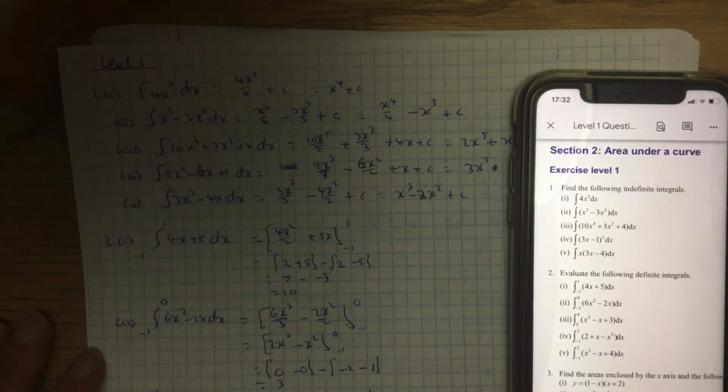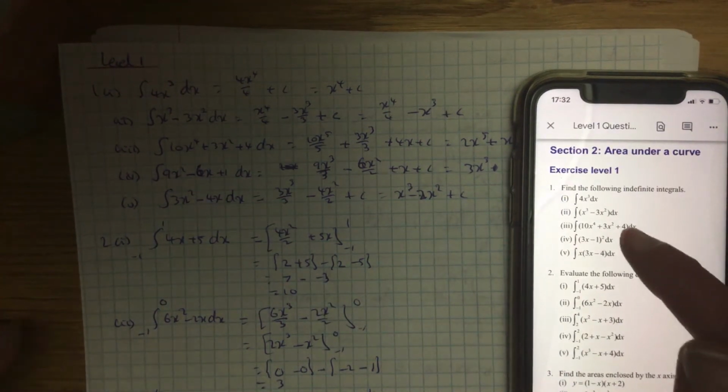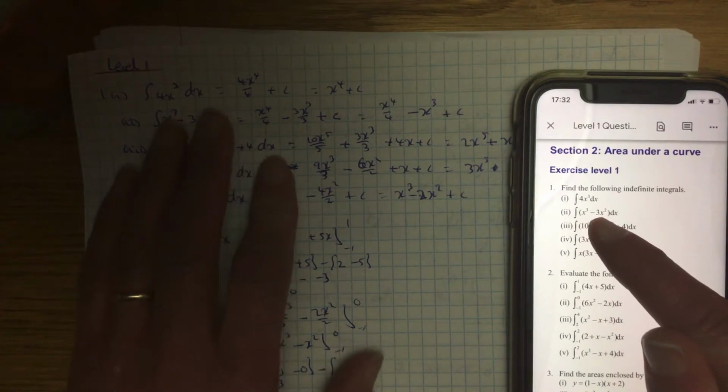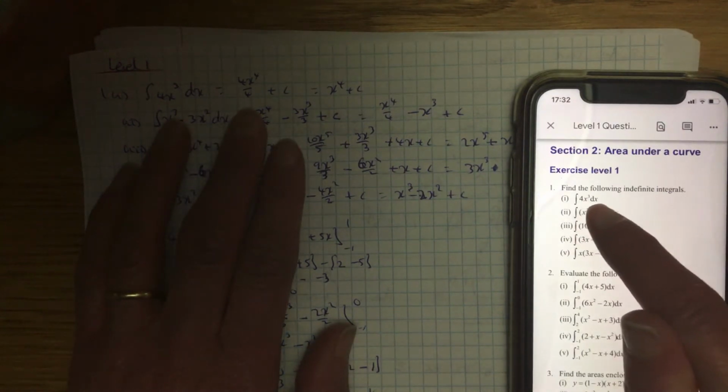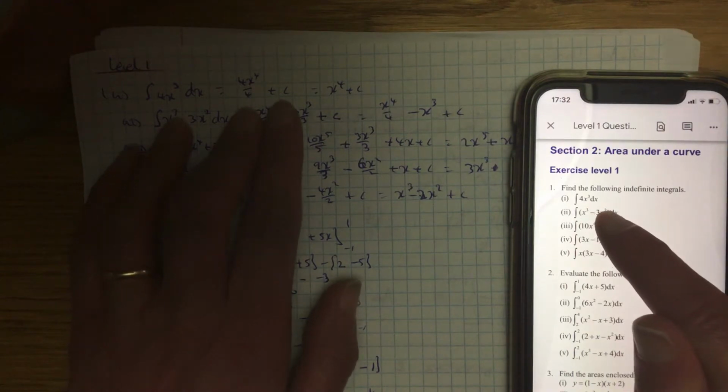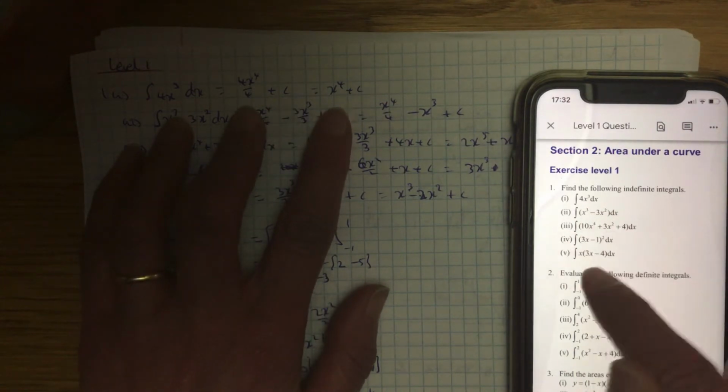Okay, I'm going to talk you through level 1 here. The first question is just what you were doing before. It's called indefinite because you don't have the numbers. So that's just reminding you how to integrate. Add 1 to the power, divide by it, and don't forget your C. So that's just each of those.